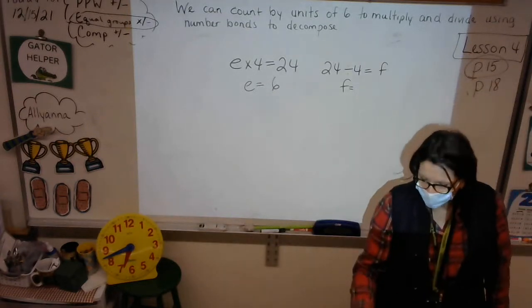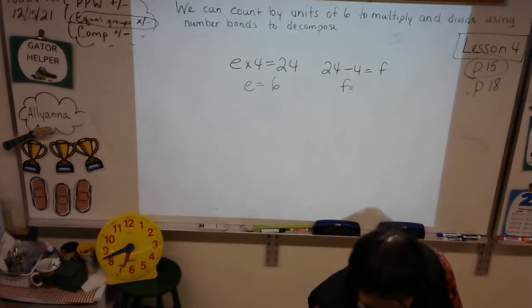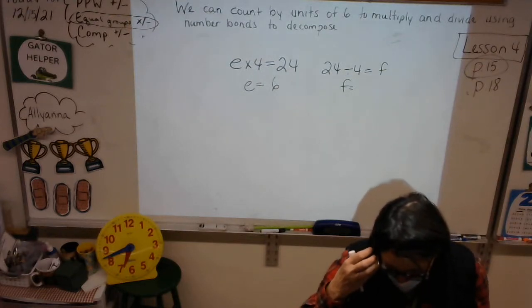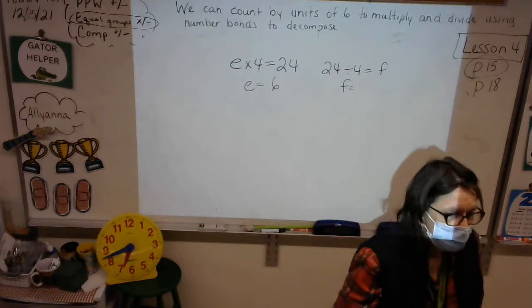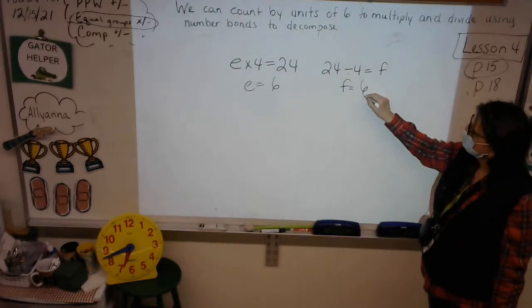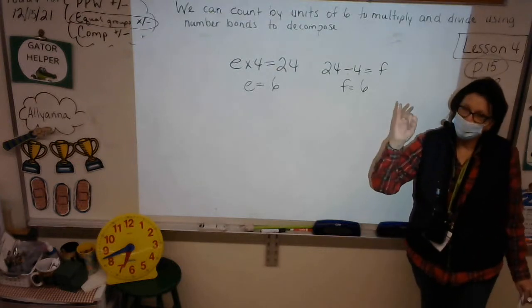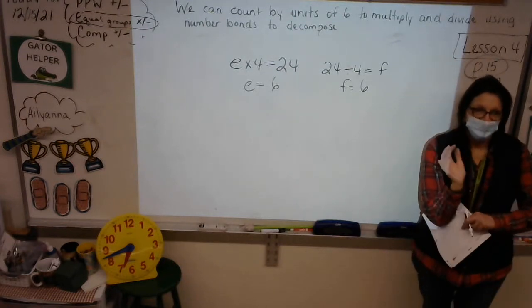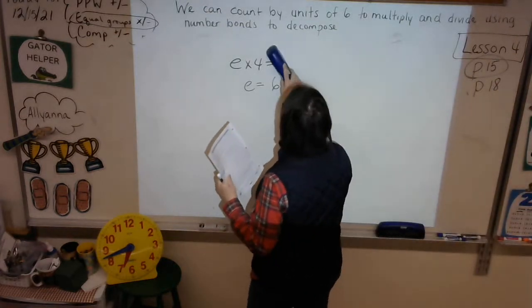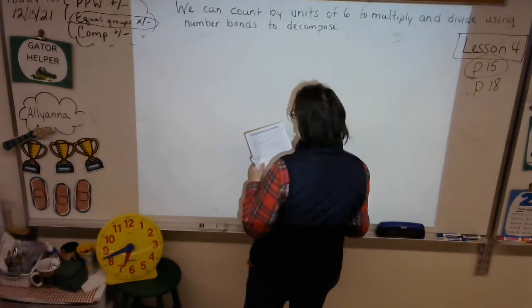Nice. Riley, what does F equal? F equals 6. How can I get that? 4, 8, 12, 16, 20, 24. That's 6 fingers. All right, you guys are getting really good at this, I can tell.